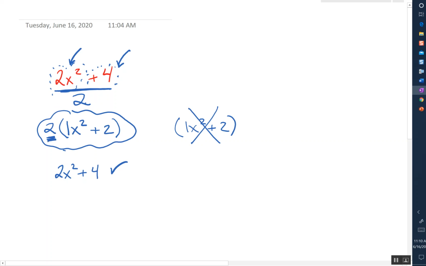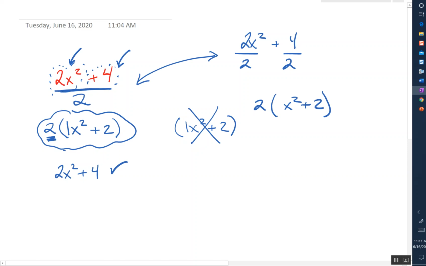Now, you may not like the way I wrote it. You could do it like this: 2x squared plus 4, and then divide by 2 and divide by 2. You end up with the exact same thing, 2 times 1x squared plus 2. And in reality, you don't need to show the coefficient of 1 in front of the x squared. So it doesn't matter which way you do it, whether you have a big division symbol or two smaller ones. But make sure you bring that GCF down in front.